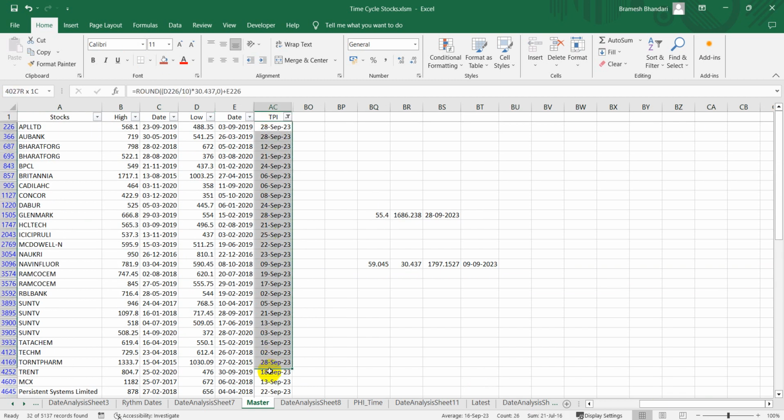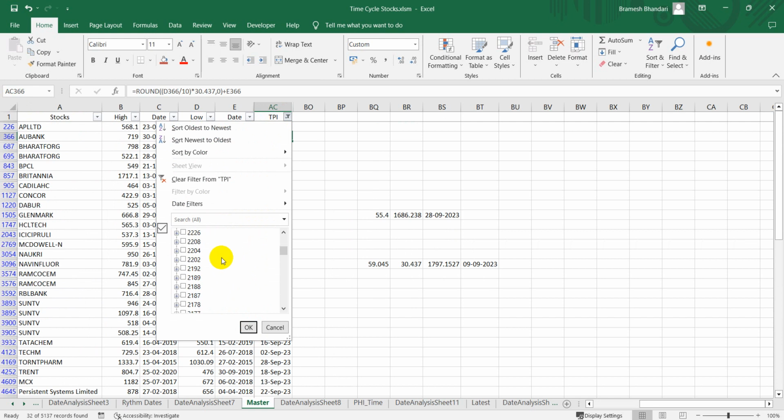You can pause this video and note down, like APL Limited was 28 September, AU Bank was 28 September, Bharat Forge. So sometimes you get a minimum target of 3%, then you can trail, and if the market wants to give you big, take it with both hands. This is for September, which is done and dusted, so it's of no use, just for backtesting purposes you can do it.